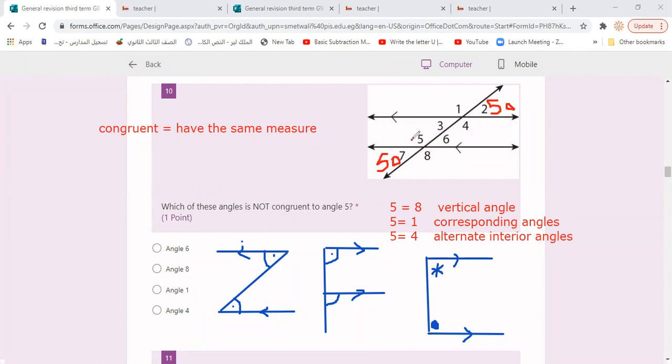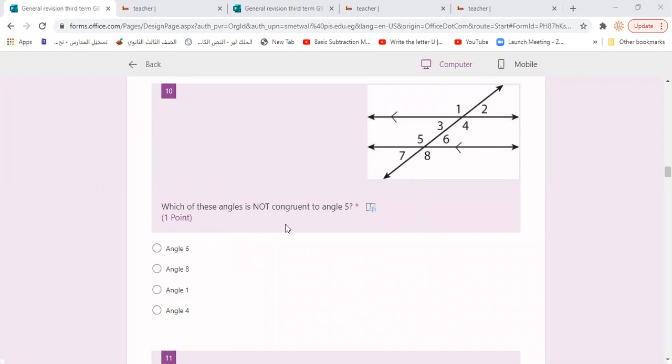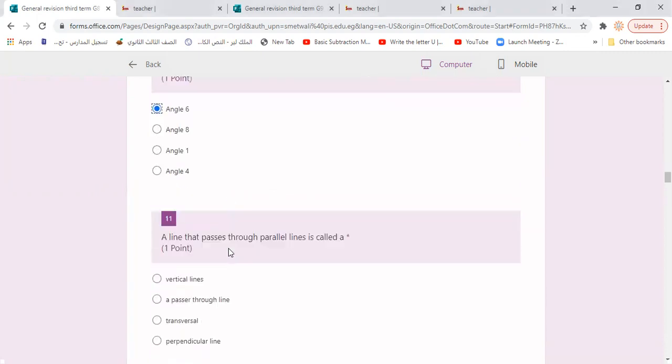We will subtract 180 minus 50 because the sum of them is 180. Exactly. So it will be 130 degrees. Thank you. So for two parallel lines, we have different relations. As I said, it depends on the position between the angle and the next one. The answer, as Adam said, is angle 6.